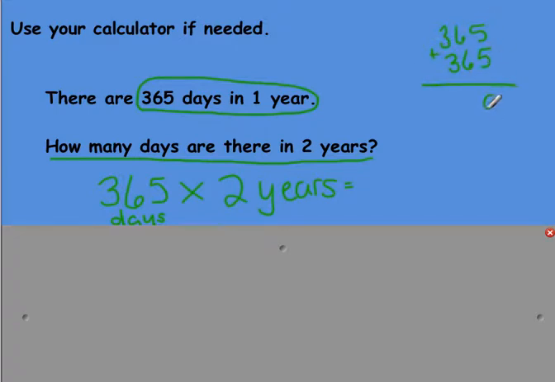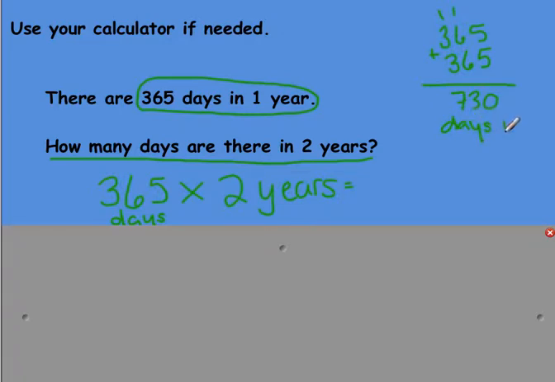5 plus 5 would be 10. Bring the tens place over. 6 plus 6 is 12, plus 1 would be 13, so you drop the 3 and bring the tens place over. 3 plus 3 is 6, plus 7 would be 730. So 730 days in 2 years.